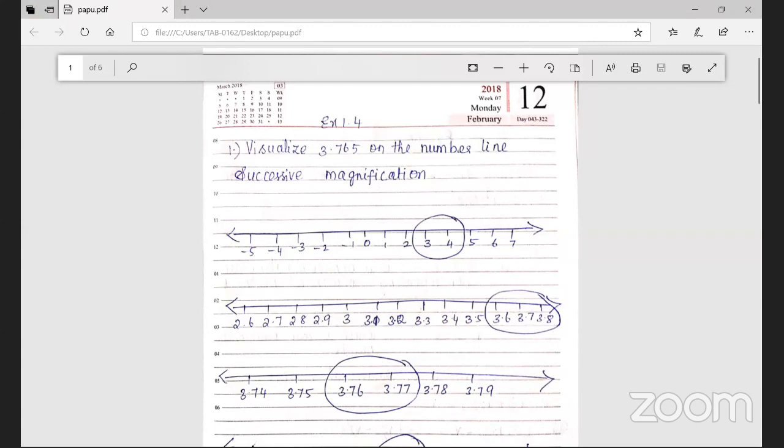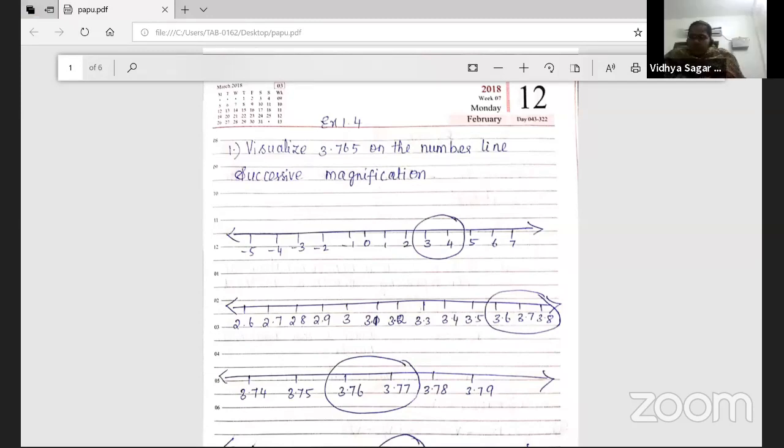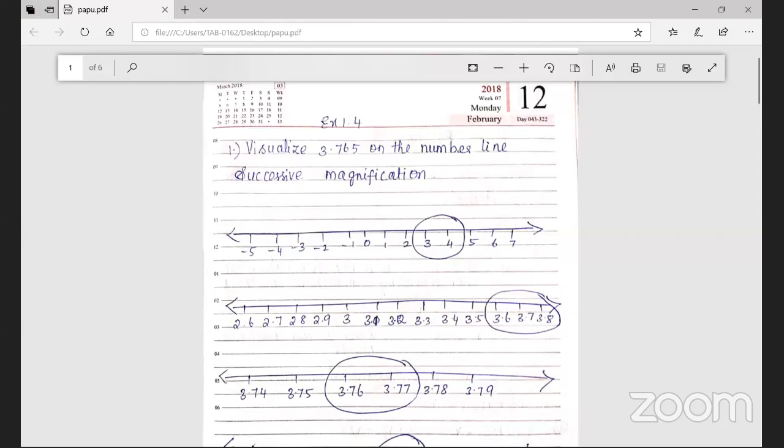Now I am going to unmute Pradeep Raj. You can tell about irrational numbers, Pradeep Raj. Okay, Nityashri. Nityashri, are you there? I think she is not there.